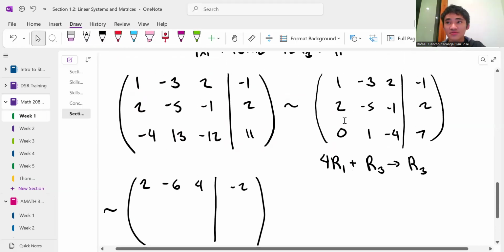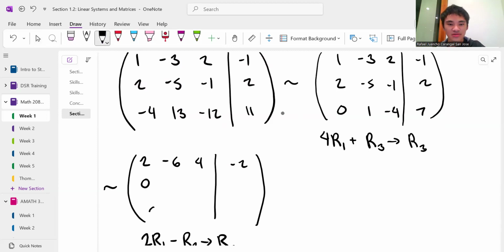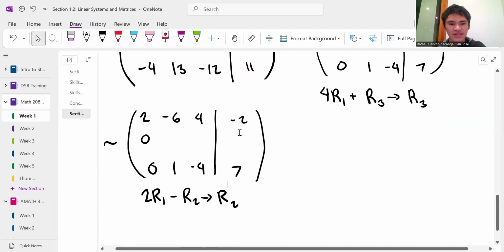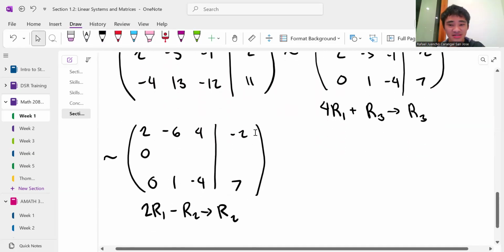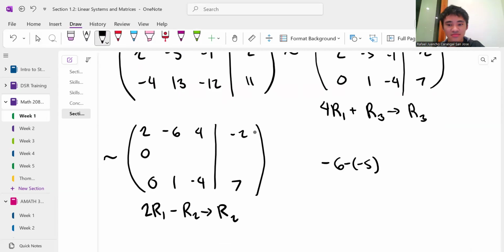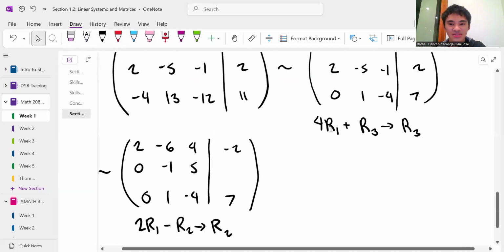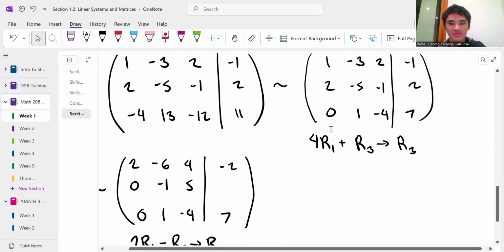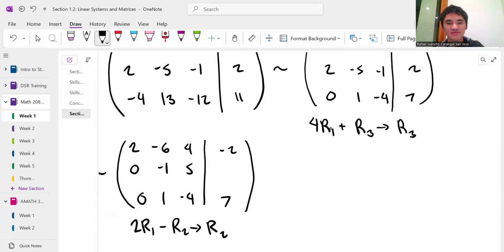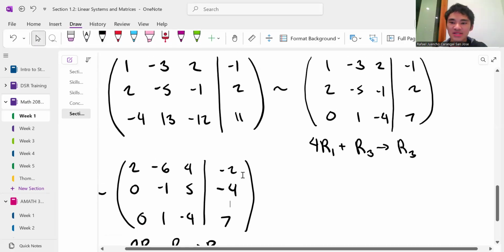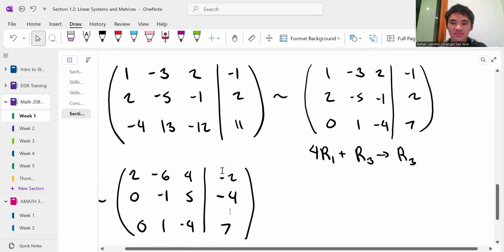And then you subtract it from the second row. 2 minus 2, 0. Then we have negative 6 minus negative 5. So that's 5 minus 6, that's negative 1. Okay, some basic arithmetic. 4 minus negative 1, that's 4 plus 1, that's 5. And then negative 2 minus 2, it's negative 4. So I hope I didn't mess anything up. Let's see, 2 minus 2, 6 plus 5, 4 minus negative 1, negative 2 minus 2.